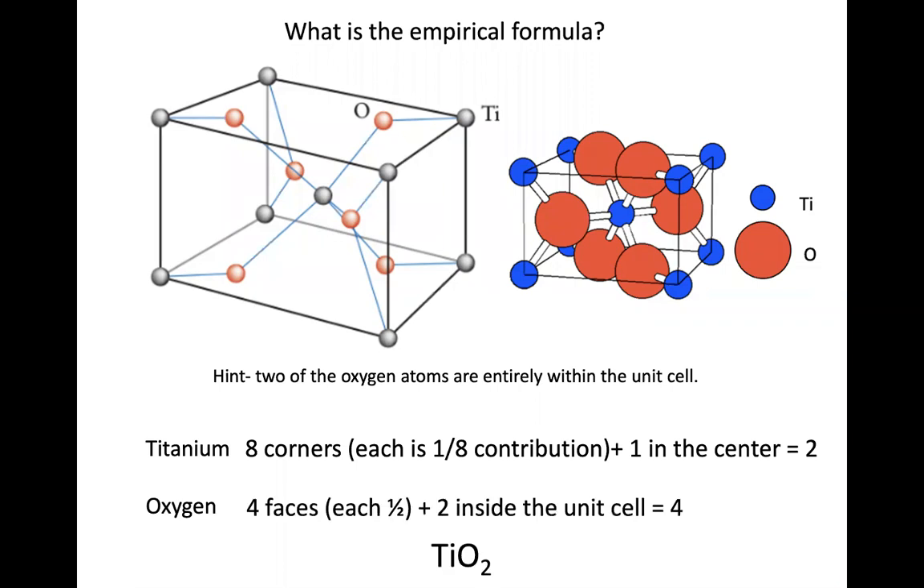For the oxygen, I have 2 that were inside the cell. On the left-hand side, it would be, we could say those 2. On the right-hand side, it would be those 2. In each of the remaining ones, I can see it most clearly on the right. I've got 2 on the top face, 2 on the bottom face. If it's on a face, it has a 1/2 contribution. So I get a total of 4 for the oxygen in that case, 2 being found inside, 4 at a 1/2 contribution. That comes up with my empirical formula for our titanium dioxide, TiO2.